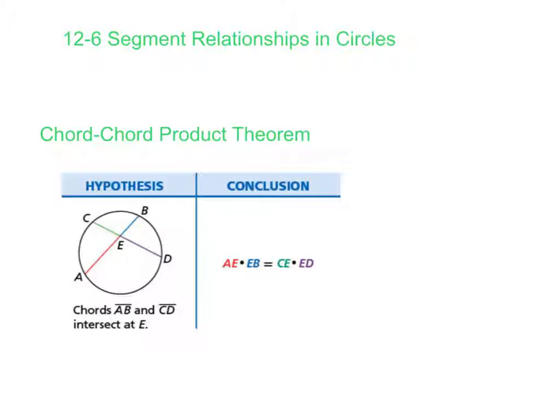Keep in mind that chords are segments that go from one end of the circle to the other. So for instance, we have chord AB and we have chord CD. They are not meeting in the center. That E is not the center of the circle. And also, the point of this is so that we can find a chord measurement. So maybe we'll have an unknown, an X, and we'll have to find the chord measurement. So we'll look at an example now.